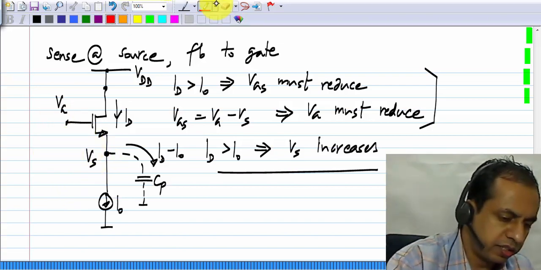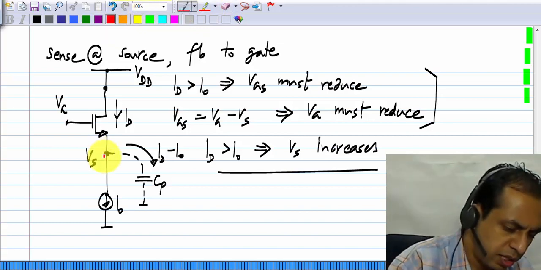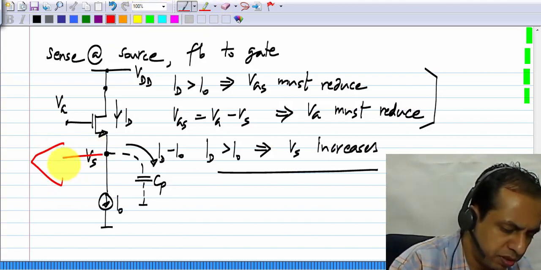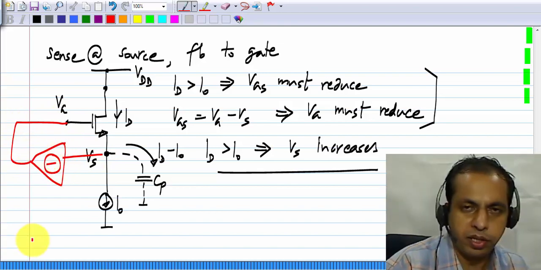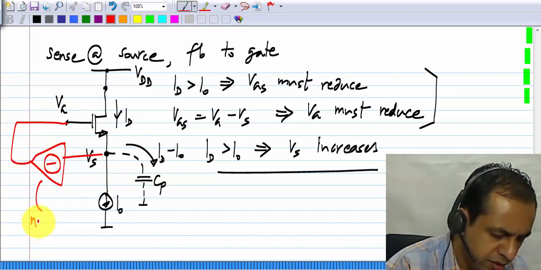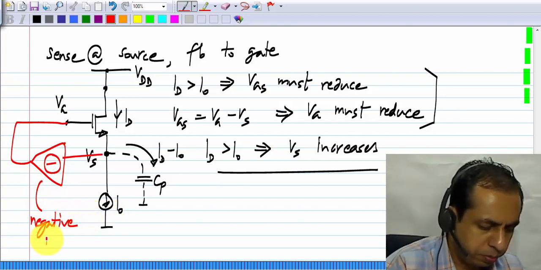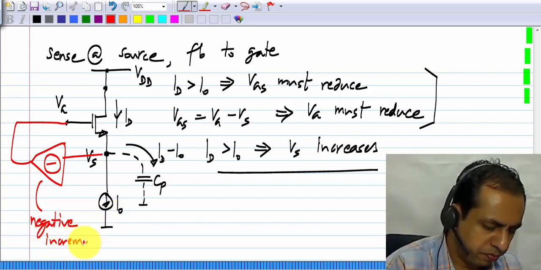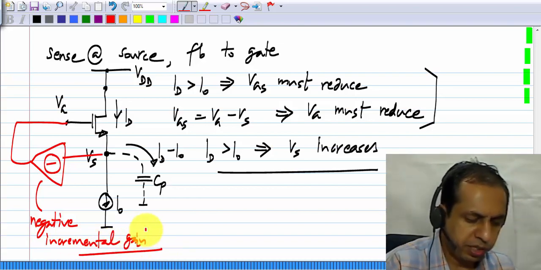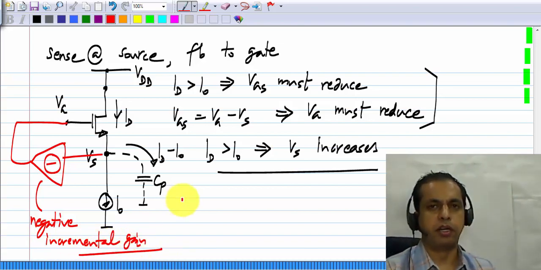So, we can connect some block that takes Vs as input and puts out Vg, and it must have a negative incremental gain, meaning its output reduces as the input increases. So, that is the meaning of negative incremental gain.